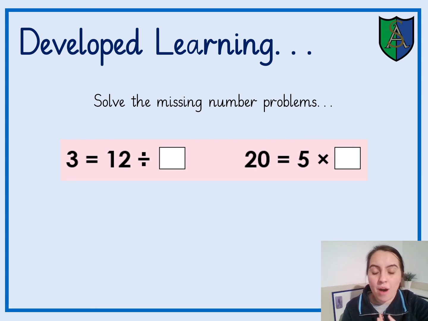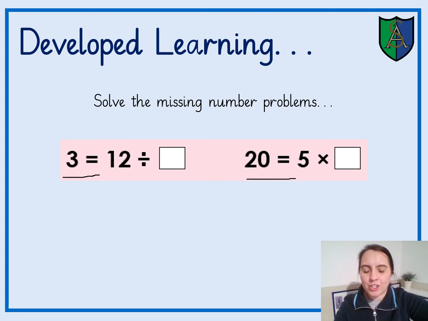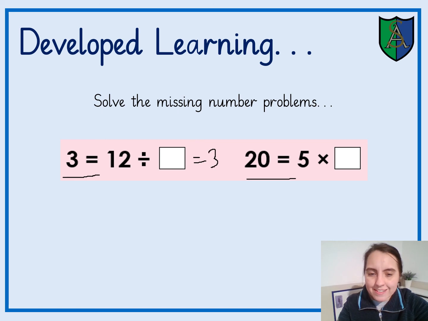Okay, now before I set you off on your independent task, I just wanted to quickly draw your attention to these missing number problems, because sometimes we can get a little bit confused with our number problems when we have the answer at the beginning. So look here, it says our answer, then the equals, and then the actual equation. But it doesn't matter which way it's positioned. If it's positioned this side, it's just the same as it being positioned on this side.